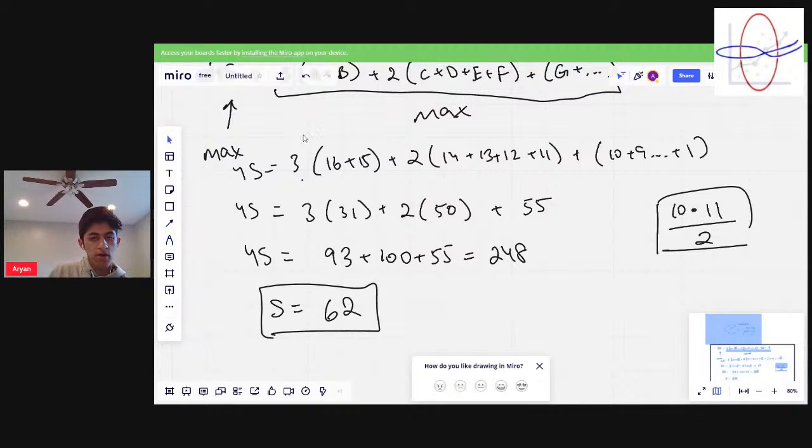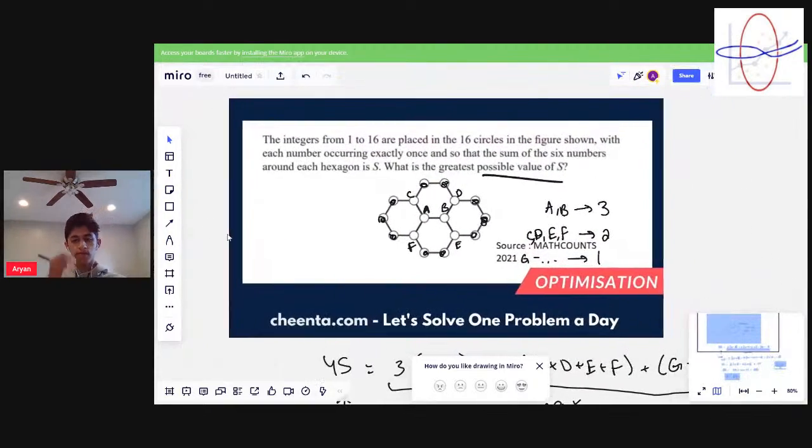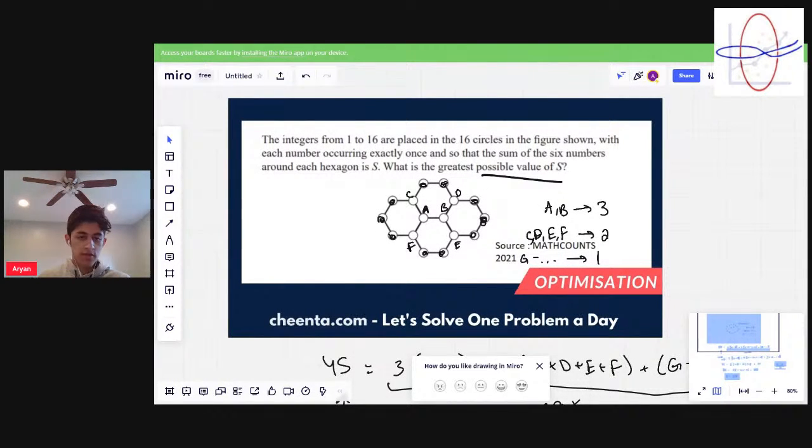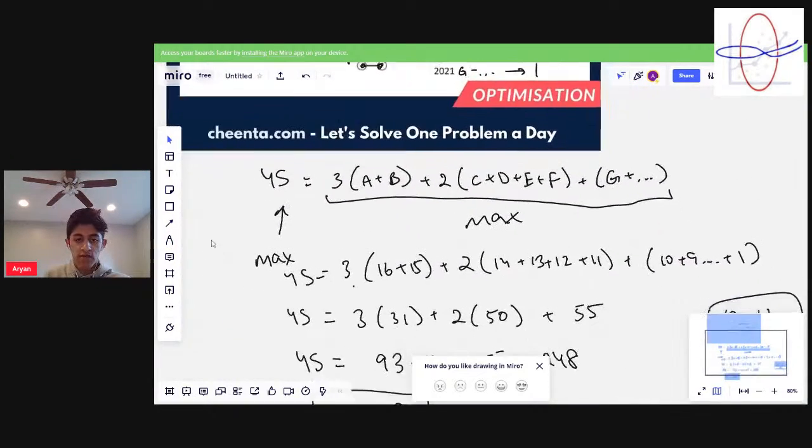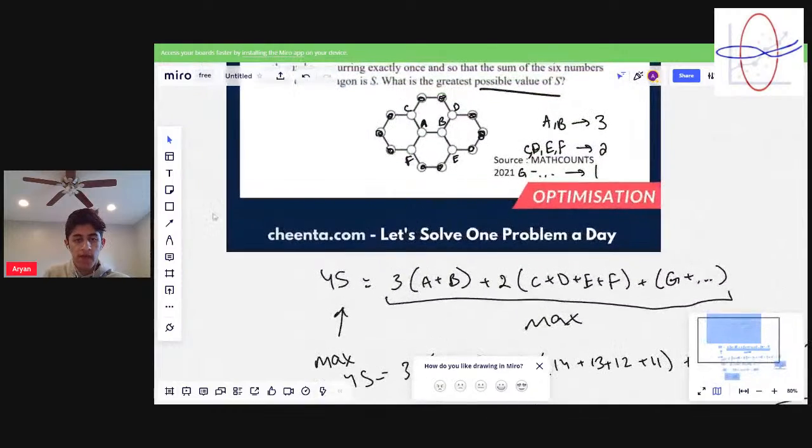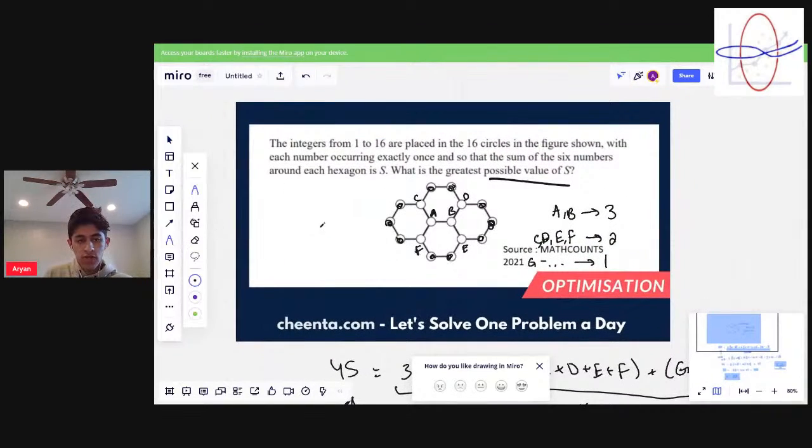Let's go back to the problem and make sure we're answering the question. They're asking for the greatest possible value of s, and we did everything we could to maximize s. This maximization came from giving the biggest values to A and B, and then C, D, E, F. Ultimately, s is equal to 62, and that's your final answer.